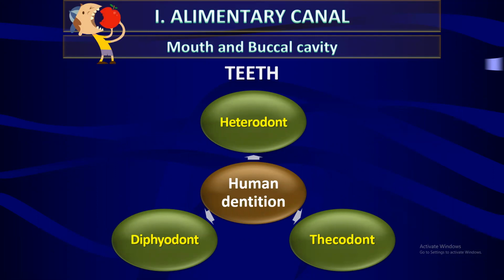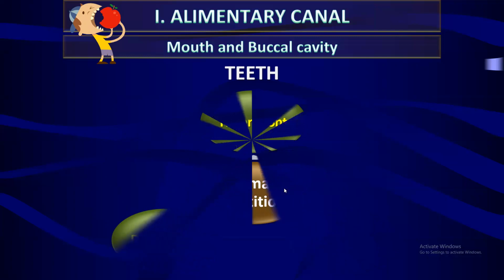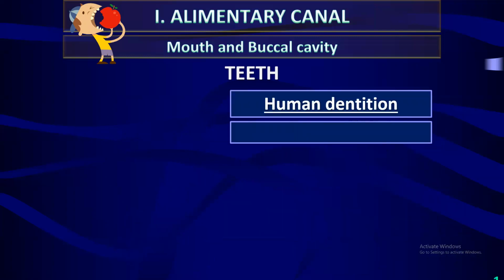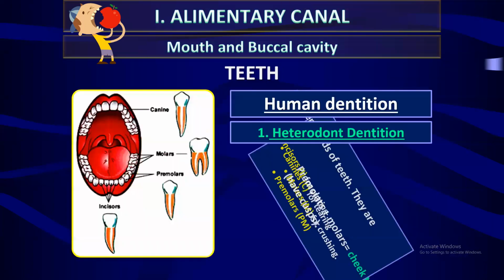Human dentition is heterodont. Heterodont means there are different types of teeth present in our mouth, such as incisors, canines, premolars, and molars. Then what do you know about thecodont? Teeth placed in the jaw sockets are called thecodont. And what is diphyodont? Diphyodont means milk teeth are replaced by permanent teeth. So that means the appearance of teeth takes place twice in our lifetime. So it is called diphyodont.